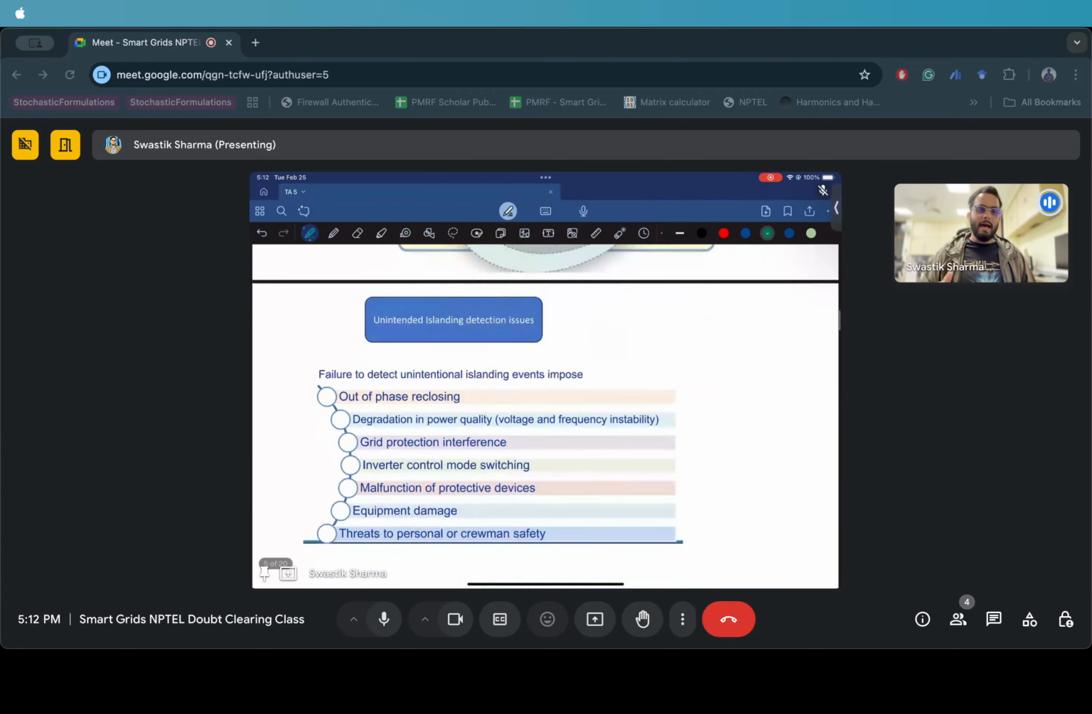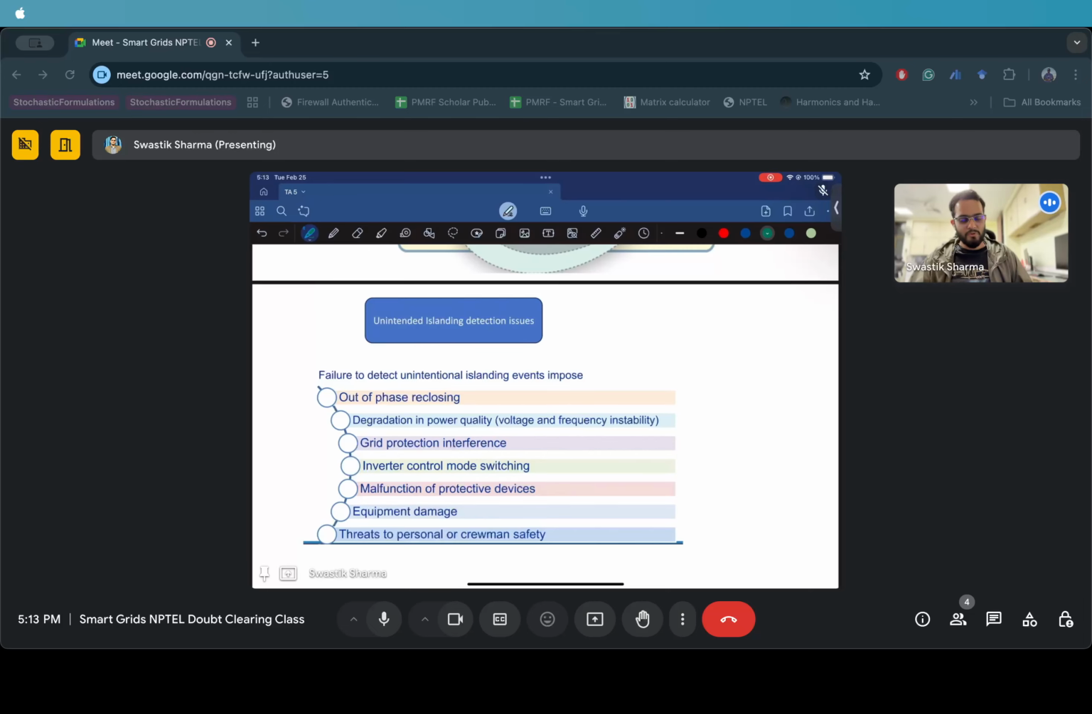Now, this islanding, we need to detect it. So there are reasons why we need to detect these islandings. For example, let's say I am a microgrid operator connected to the main grid, and some fault took place, and we were islanded for a couple of hours, and then suddenly the main grid was available, and we connected out of the blue, right? We just simply connected to the main grid.